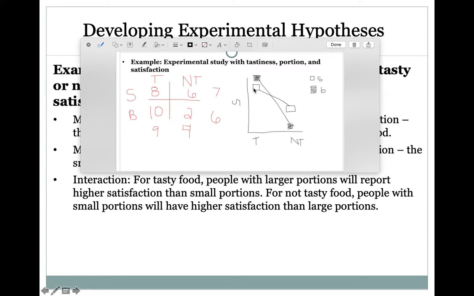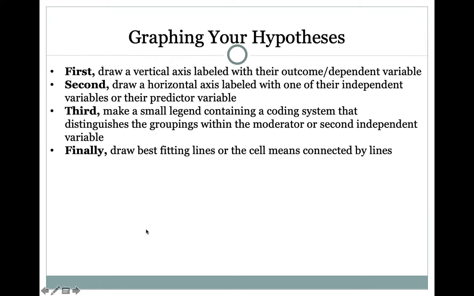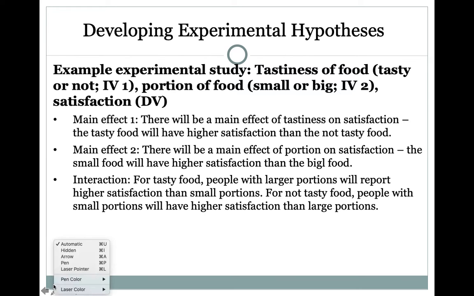So that's correct. And then if we go to not tasty food, people with small portions will have higher satisfaction than large portions. So not tasty, we see small is higher than big. So you could have just graphed straight from that example. So you could have, let me put this away real quick. If you don't want to use numbers, again, that just is how my brain works.